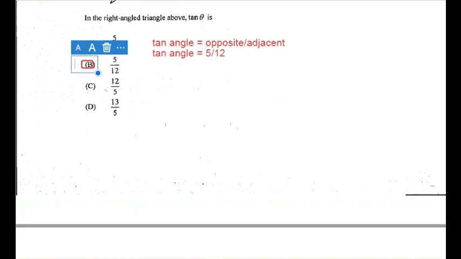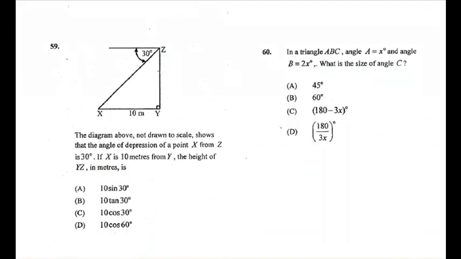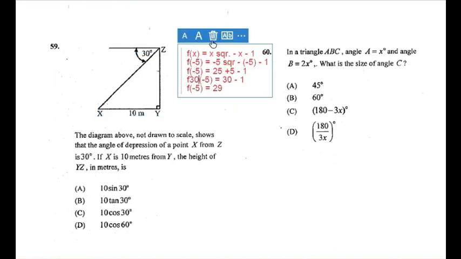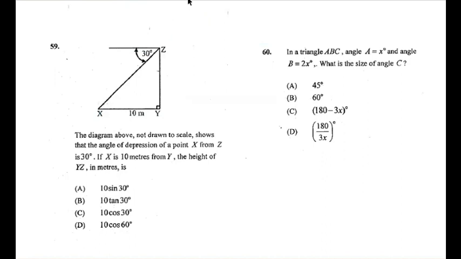59. We're coming along, guys. Just 2 more. The diagram above, not drawn to scale, shows the angle of depression of a point X from Z as 30 degrees. If X is 10 meters from Y, the height of YZ in meters is? What to know is that right here would also be 30 degrees. Since this is a right angle, it means that right here would be 60 degrees.